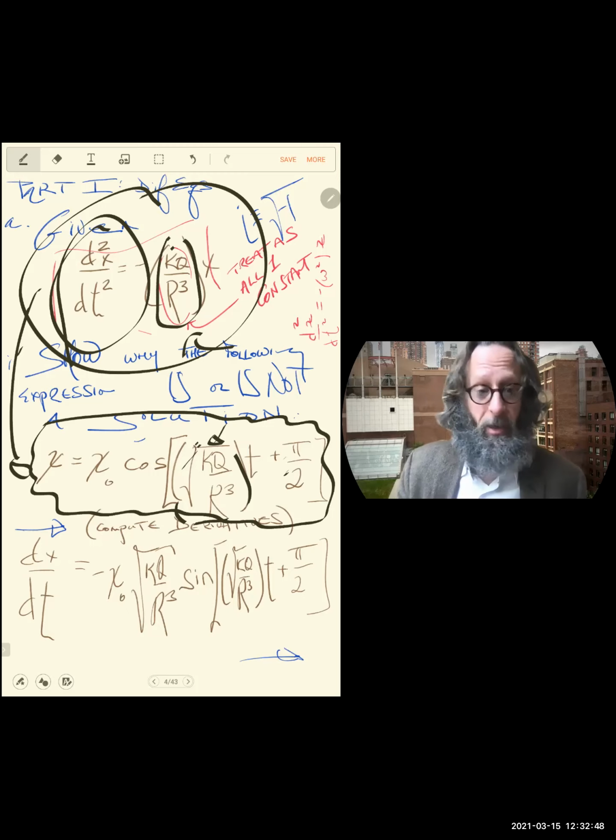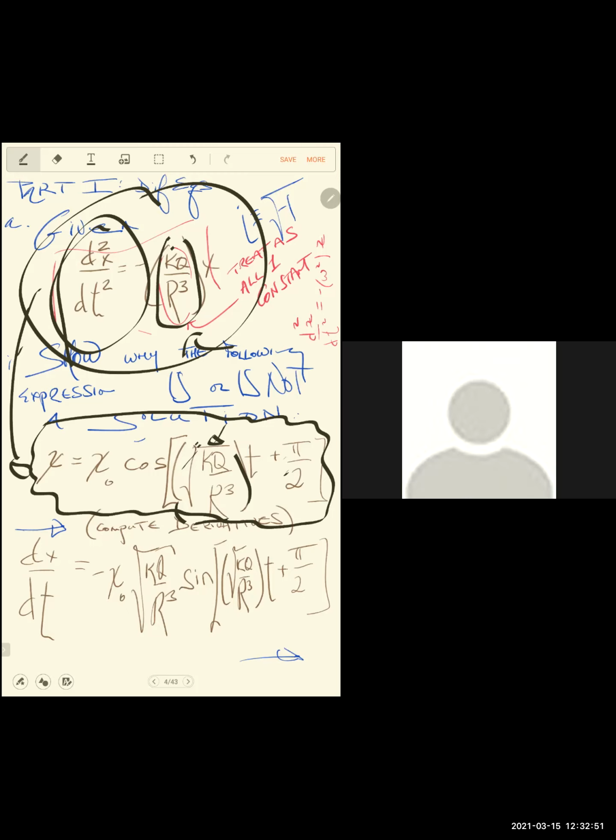Sorry, please. Yes, Jenna, please. Yes, question. On the screen, you circled the equation right there, and the KQ over R cubed is square rooted. But in the expression that we're trying to figure out if it's a solution or not, it's not square rooted.